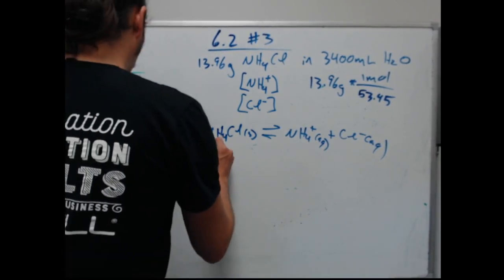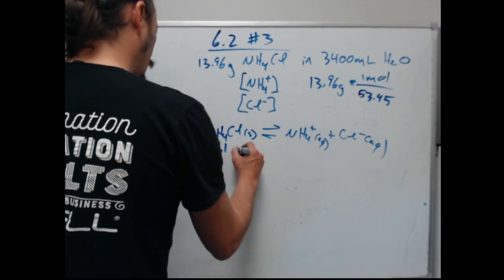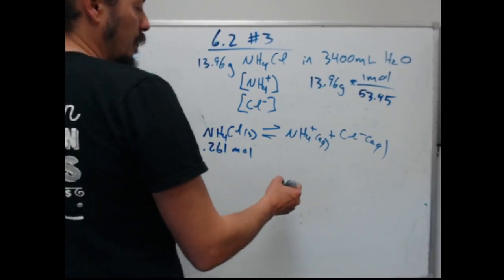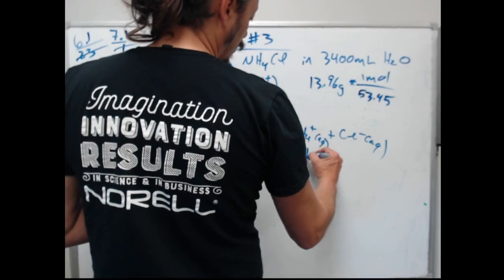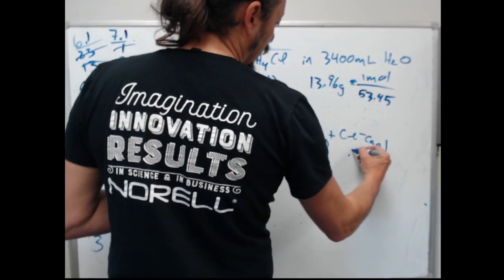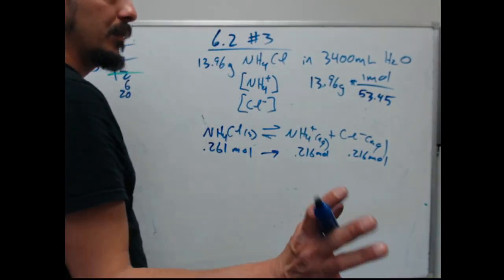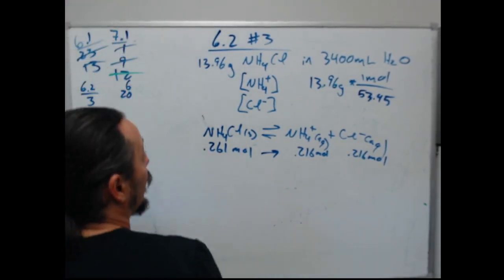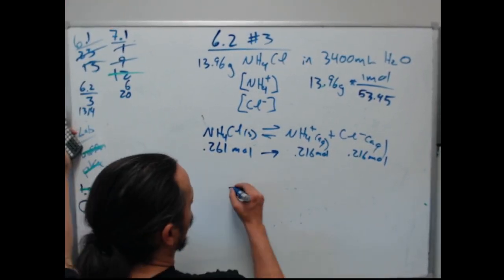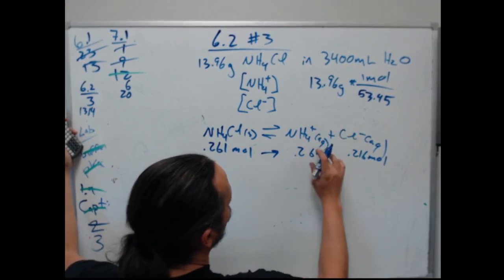So that's going to be 35.45 plus 4 plus 14, so 53.45. Inverse times 13.96. So we're going to have 0.261 moles, and it's going to break into 0.261 moles of each, assuming the salt is incredibly soluble. That allows me to just take both of those.